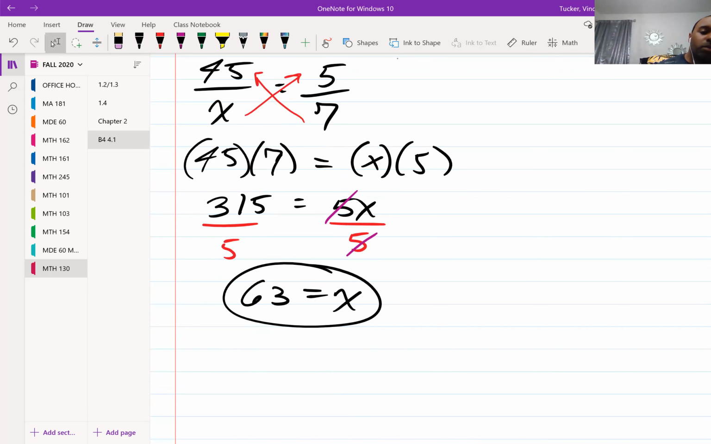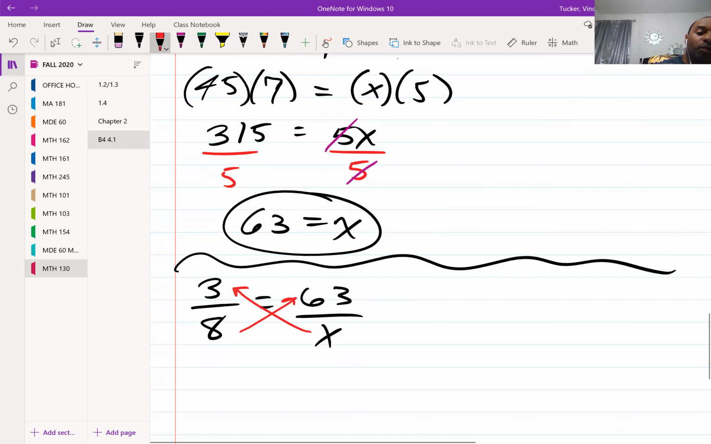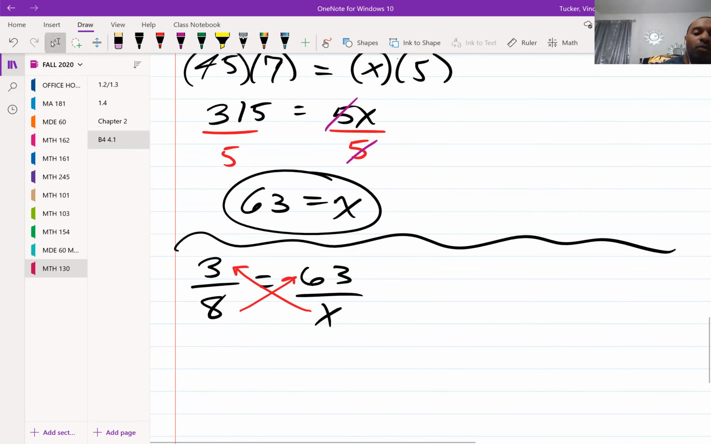Let's do another one. All right, you got 3 over 8 equal to 63 over x. So once again, same thought process. You have these two fractions set equal to each other. You want to know what the missing piece is, cross multiply.